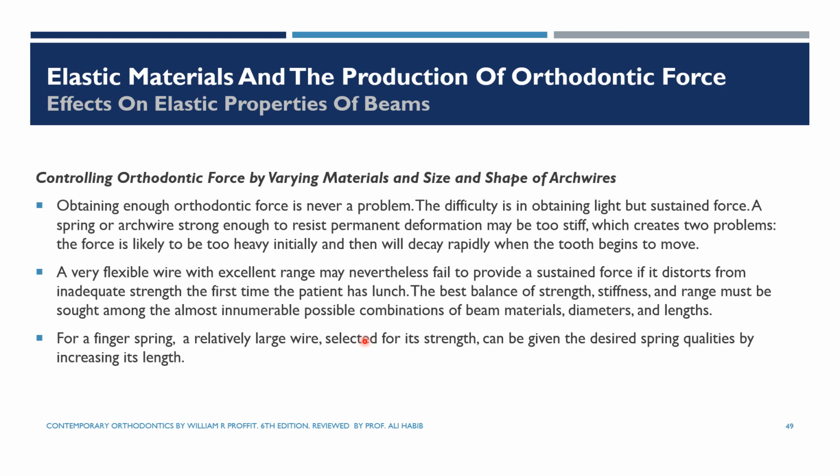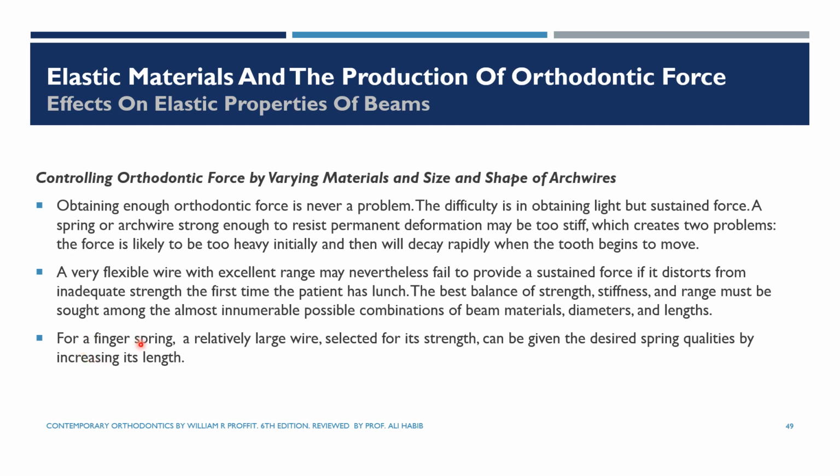So to balance strength, stiffness, and range, we have to know how to balance the beam materials, what material we want to use, what diameter, and what length. For example, if you want to design a finger spring that we use in a removable appliance, maybe you have to use a larger diameter wire selected for its strength, and then we can increase its length to increase springiness to make it a springy wire. So you can design your wire the way you want.